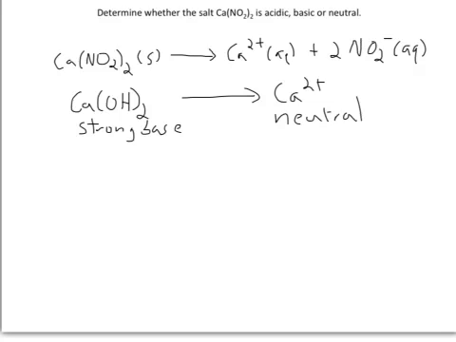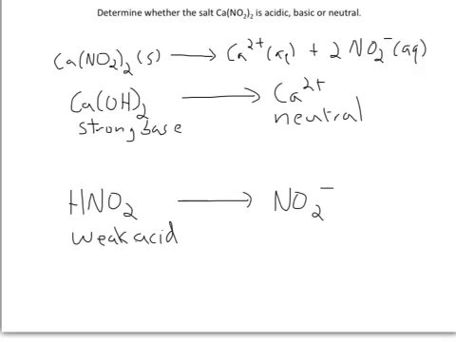Alright? Now we have to consider the anion. It will either be basic or neutral. So again, I need to consider its conjugate acid. The conjugate acid of nitrite is nitrous acid, HNO2. Nitric acid, HNO3, is strong, but nitrous acid, HNO2, is weak. Weak acid. So that means its conjugate, the anion that we have in this problem, NO2 minus, is a weak base. So the salt contains something neutral and something basic, so the salt overall is basic.